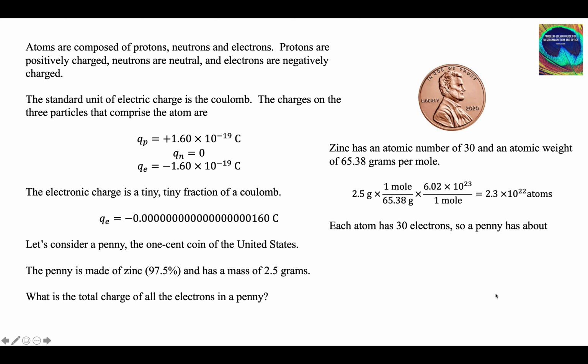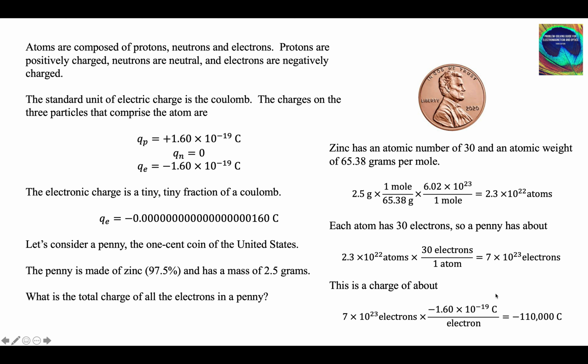Each atom has 30 electrons, so a penny has about 7 bazillion electrons, 7 times 10 to the 23rd electrons. Each electron has a charge of 1.6 times 10 to the minus 19th coulombs, so the electrons on a penny have a charge of minus 110,000 coulombs. Pennies are neutral, so if you add up the charge on all the protons, you get plus 110,000 coulombs.